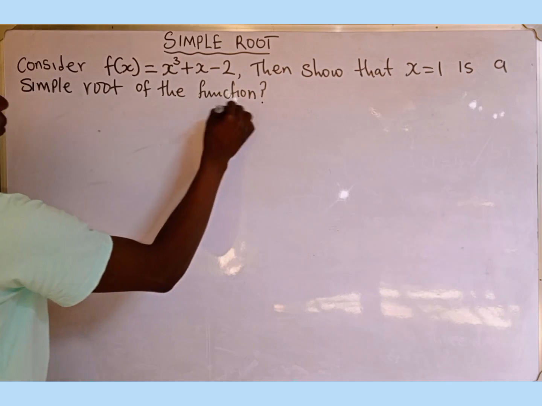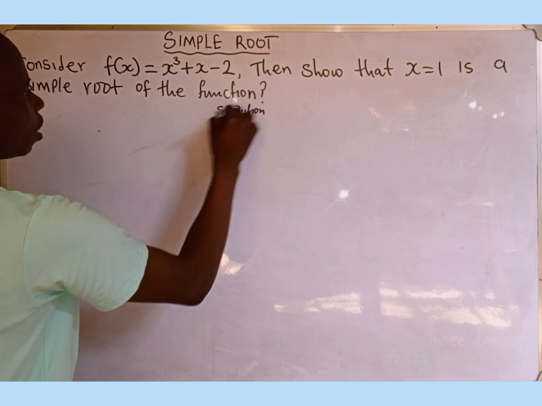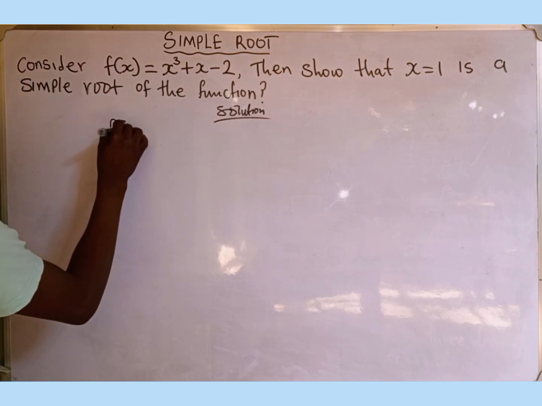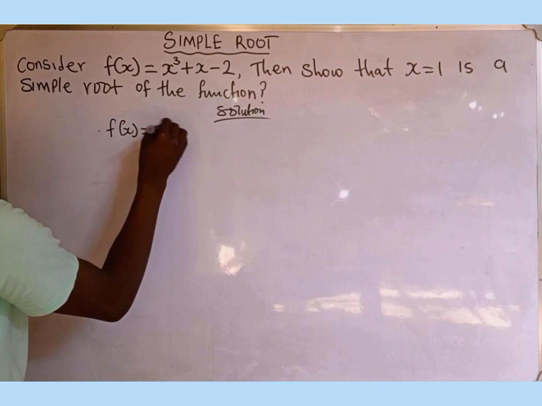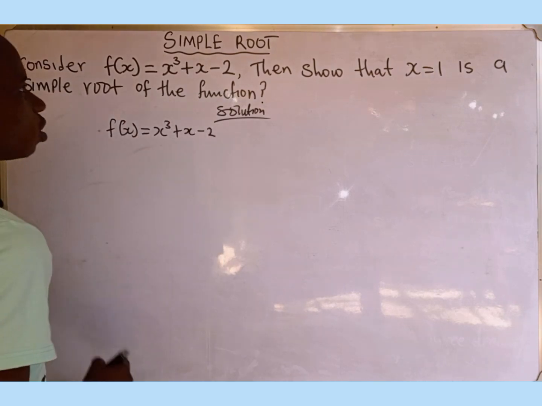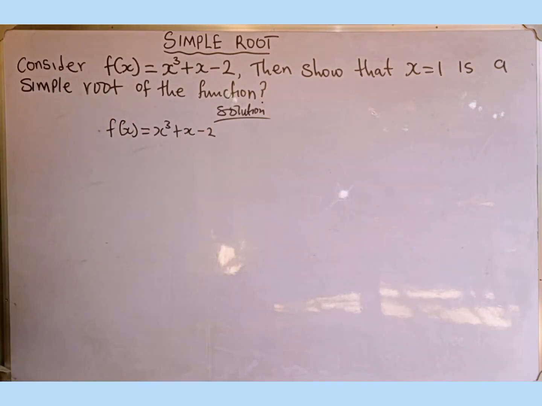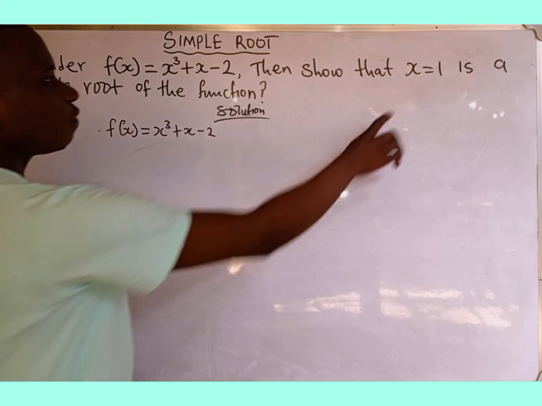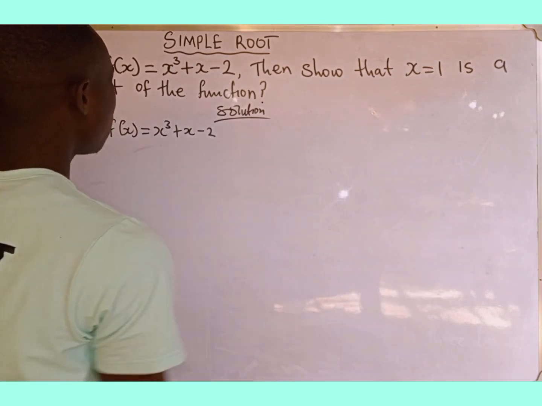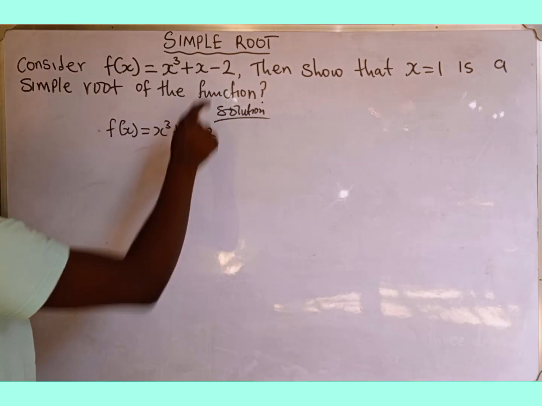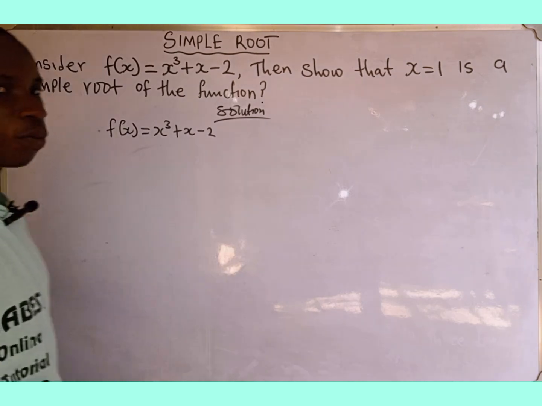Solution. So the function given from the question is f of x, which is equal to x cubed plus x minus 2. And we're asked to show that x is equal to 1 is a simple root of this function. To show that a given value of x, which is equal to 1, is a simple root of this function, the three conditions must be satisfied.